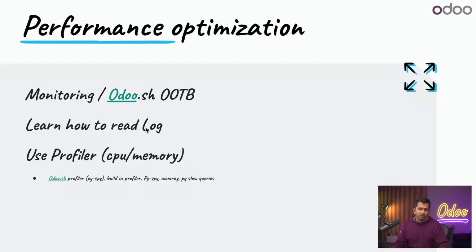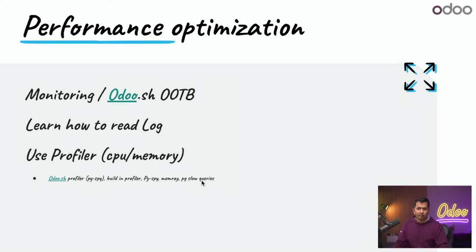When you are using Odoo.sh, you have PySpy built in, so there's a built-in profiler. But if you are self-hosted, what are the choices that you have? You can install PySpy on your server. This is again an external tool. You do not need anything special. You just install PySpy and run a process outside of the server, and you are good to go. There is another tool called Memory. Memory is another tool that records the memory consumption of a process at a certain point in time. And another great thing to set up is PG slow query.